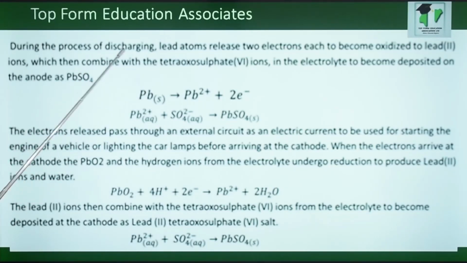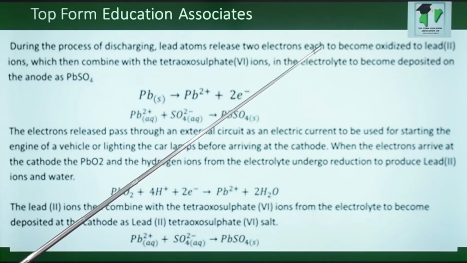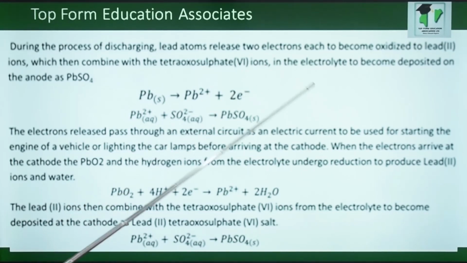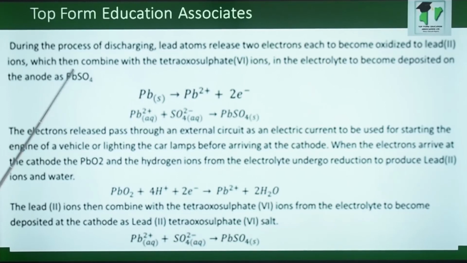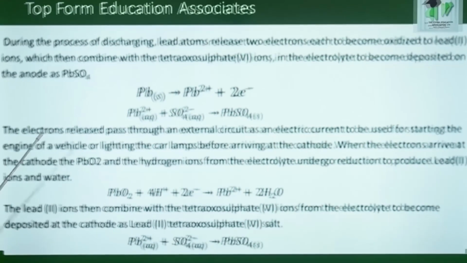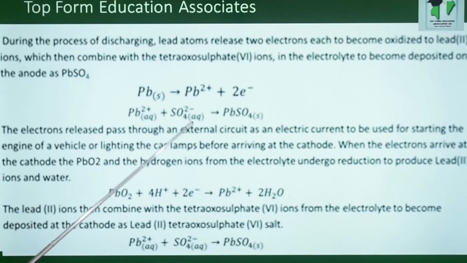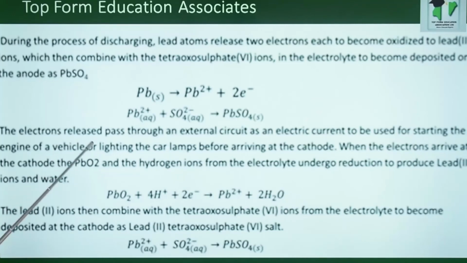During the process of discharging, lead atoms release 2 electrons each to become oxidized to lead(II) ions, which then combine with the sulfate ions in the electrolyte to become deposited on the anode as lead sulfate. The electrons released pass through an external circuit as an electric current to be used for starting the engine of a vehicle or lighting the car lamps before arriving at the cathode.